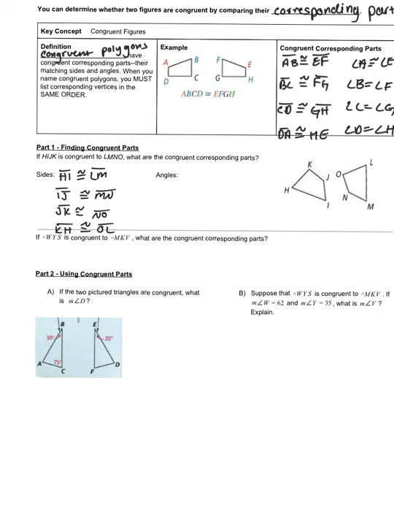All right, and now we have to list the corresponding angles that are congruent. All right, so we have H and L. I and M. J and N. And last but not least, K and O.